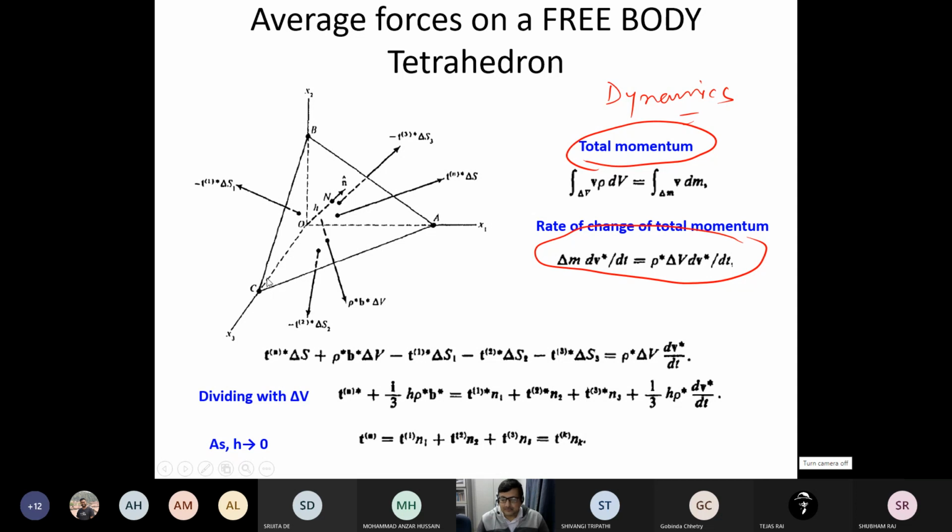Suppose this is X, this is Y, and this is Z, right? YZ plane, sir. So this is a YZ plane. What is this plane? This is an XY plane. What is this plane? This is an XZ plane, right?